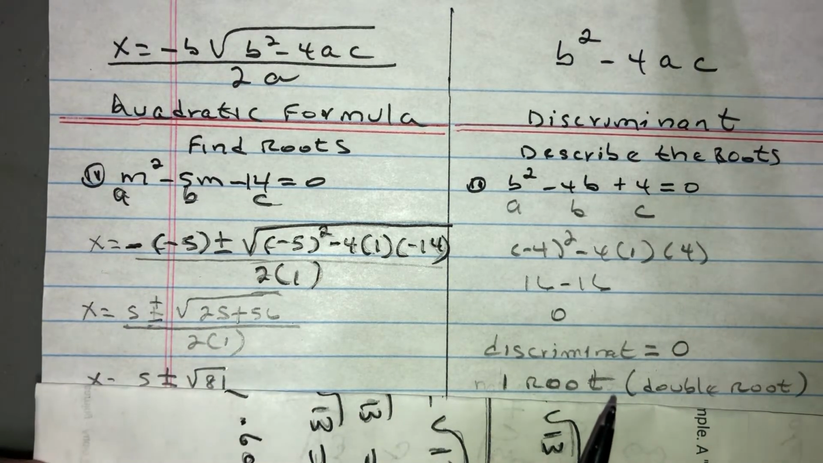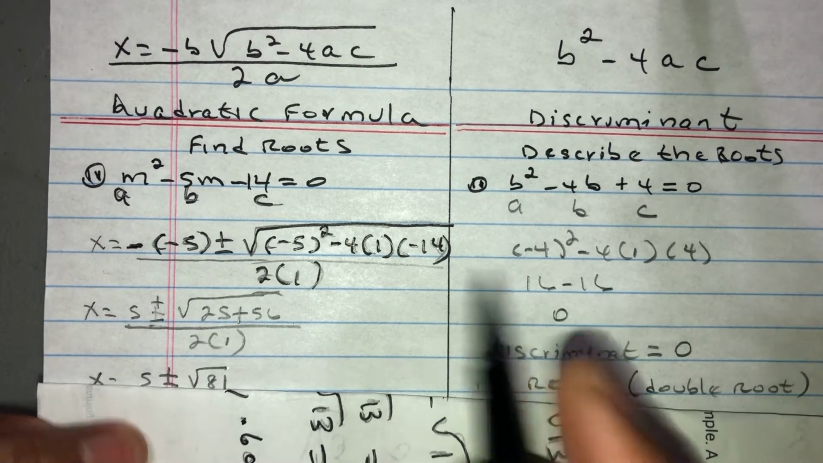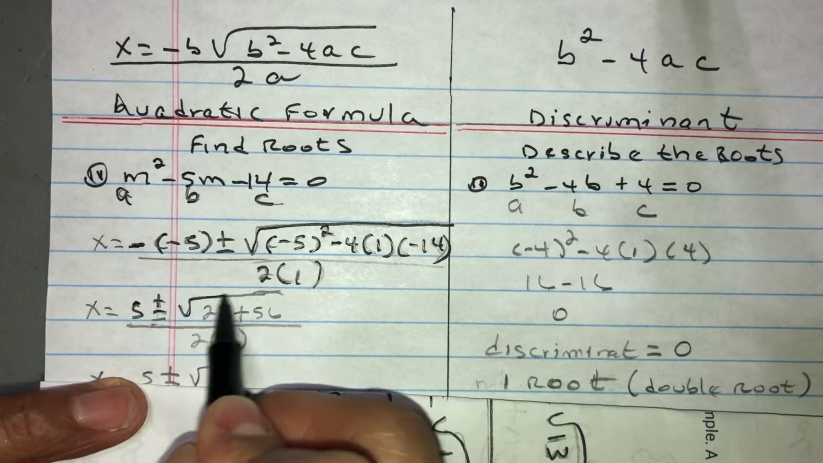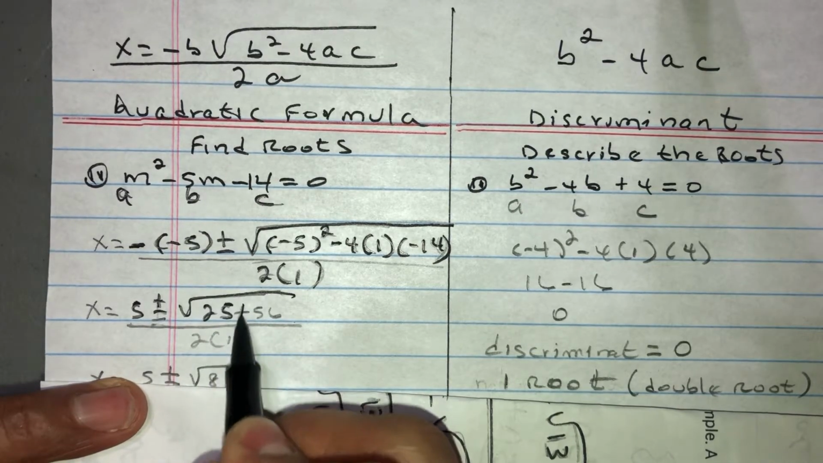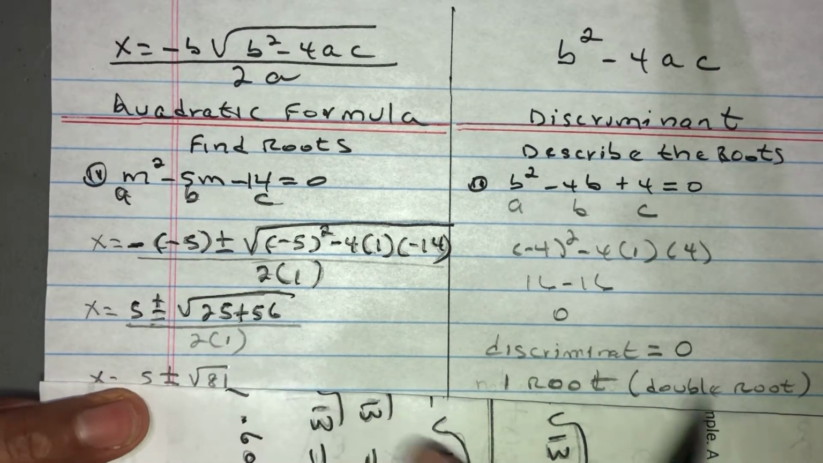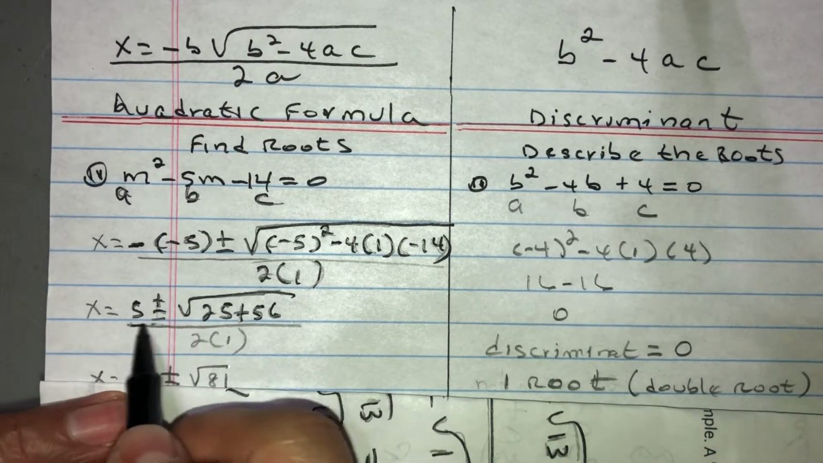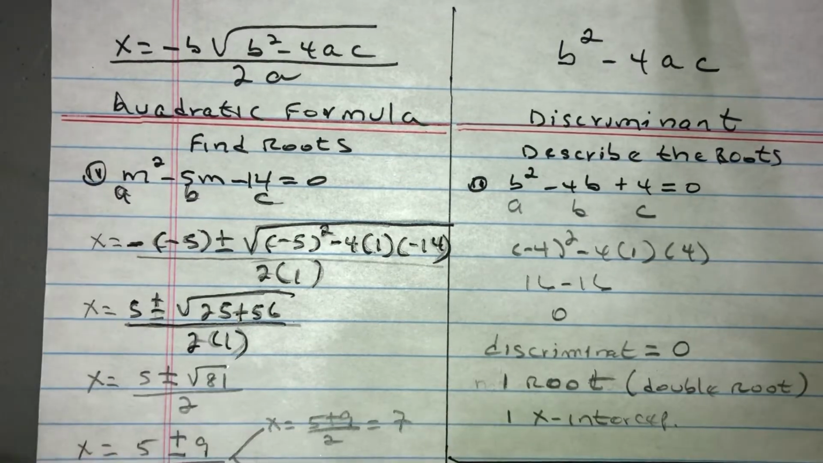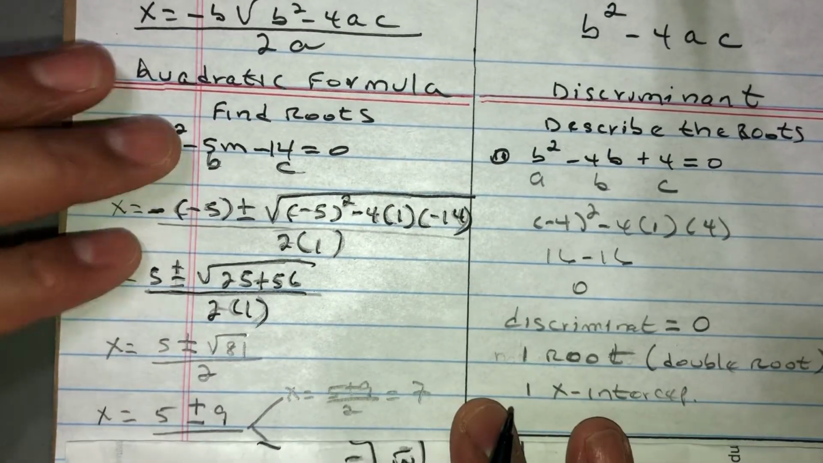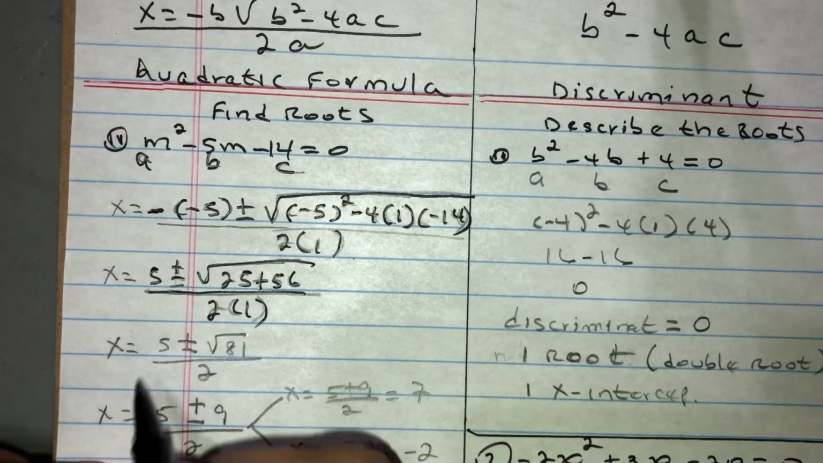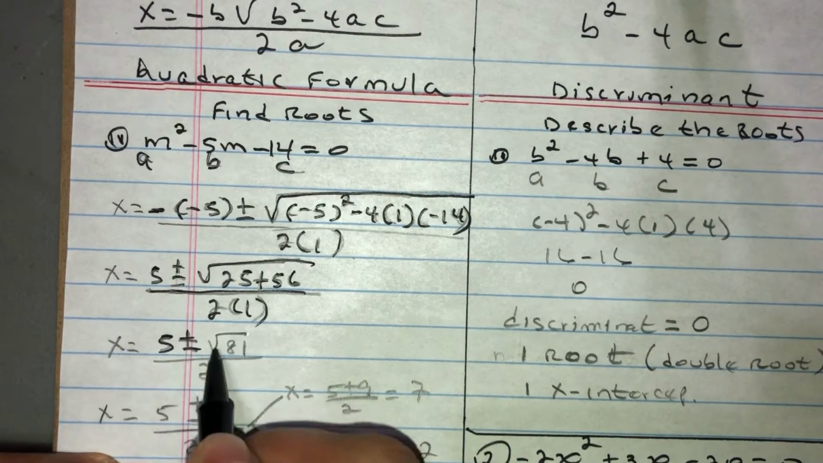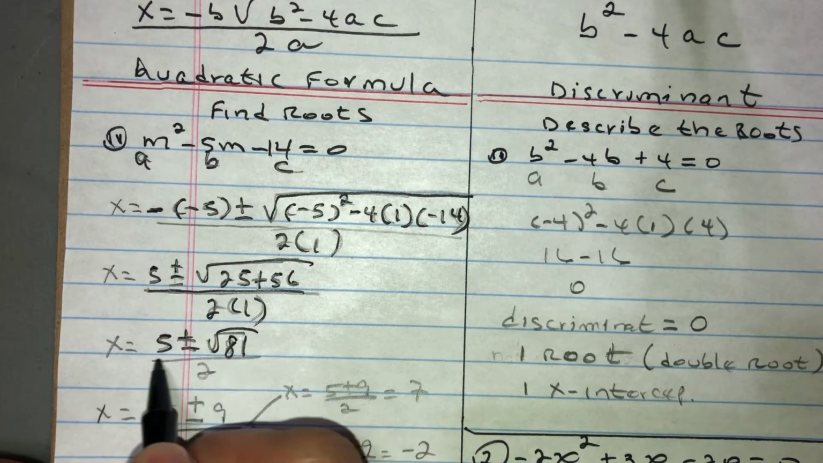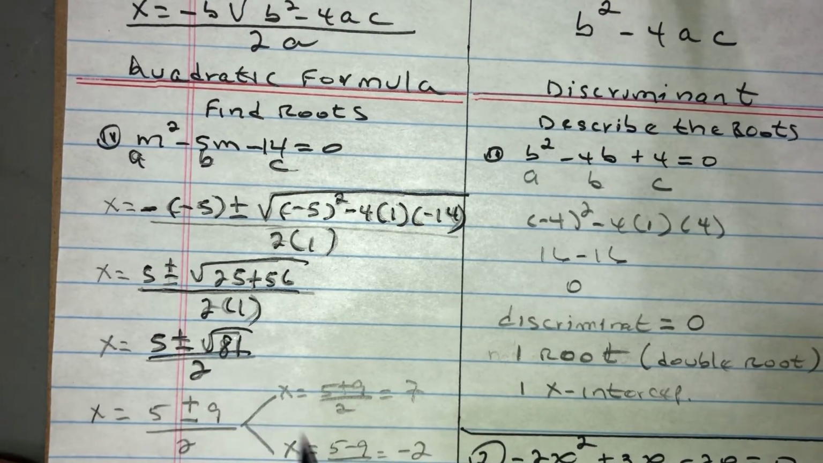So let's just do the quadratic and concentrate on this. When you solve for that, you'll get positive 5 plus or minus the radical of 25 plus 56, over 2 times 1, which is actually 2. I don't even know why I did that, but I did it in the second step right here. So in my second step, I simplified the radical: 25 plus 56 will give you 81, divided by 2, and 81 is a perfect square.